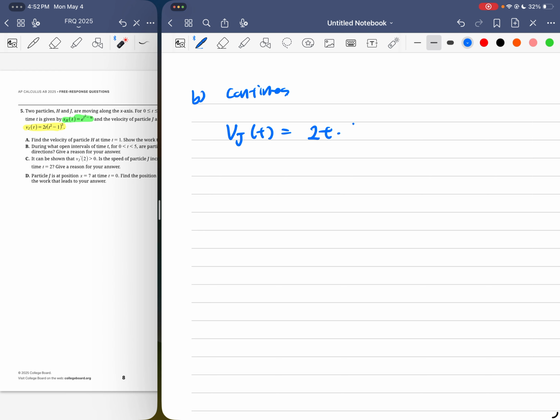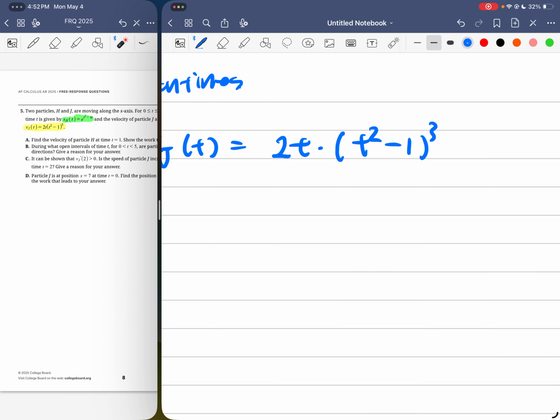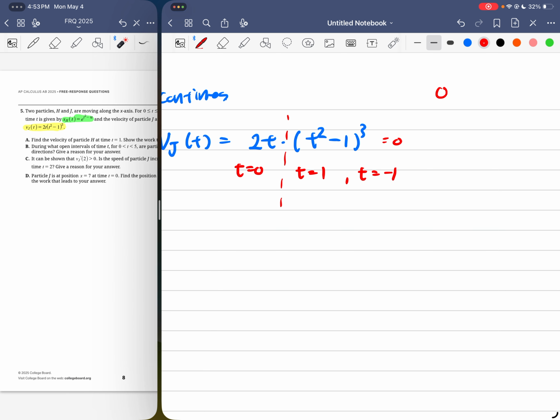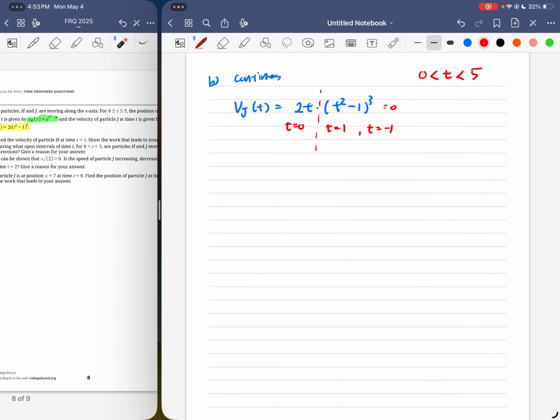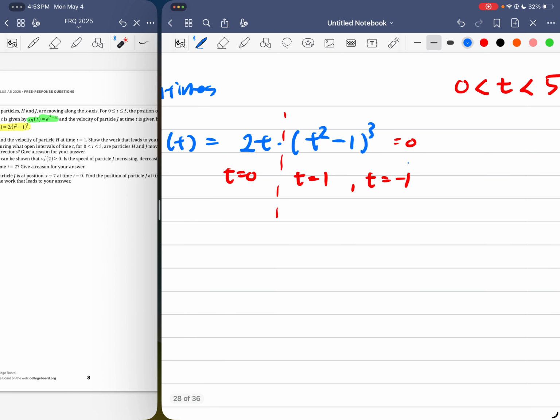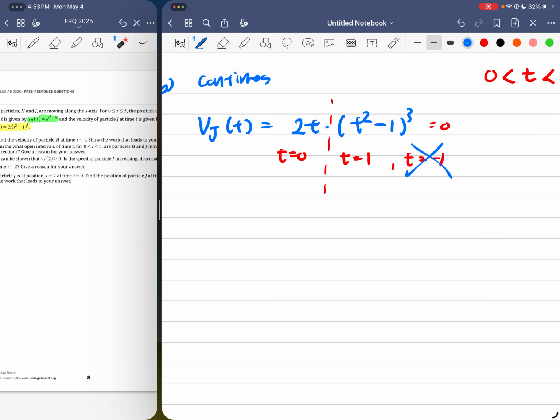2t times (t squared minus 1) to the third power. So when you set this equal to 0, one factor gives t equals 0, and the other gives 0 when t equals 1 and when t equals negative 1. But our domain is, as you can see, 0 to 5. That one was given to us, right? So this is not a part of our domain, okay?